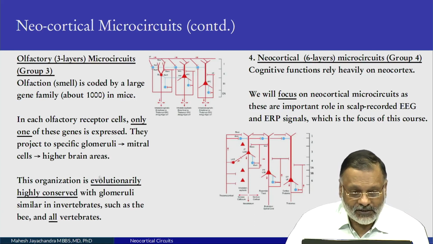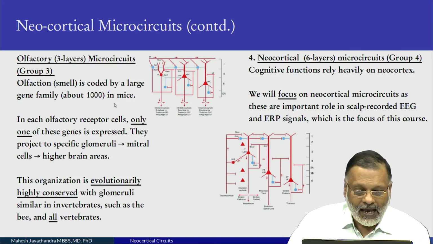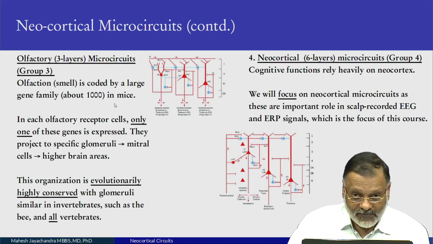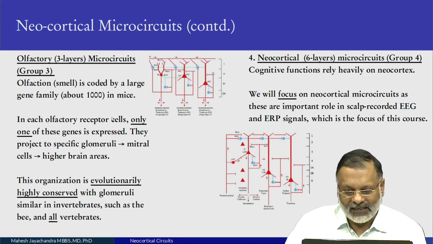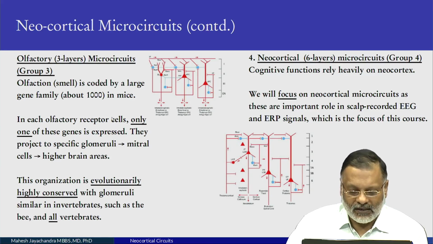This organization in the olfactory system, for example, is highly conserved, and it's similar in all invertebrates and in all vertebrates studied so far. So this is the primitive part of processing, an older, archaic, if you will, part of processing in the brain.